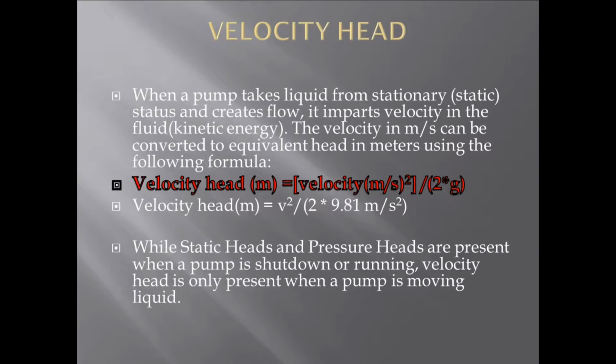Velocity head. When a pump takes liquid from a stationary status and creates flow, it imparts velocity in the fluid, seen as kinetic energy. The velocity in meters per second can be converted to equivalent head in meters using the following formula. Velocity head in meters equals the square of the velocity in meters per second divided by the product of 2 times g. While static heads and pressure heads are present when a pump is shut down or running, velocity head is only present when a pump is moving liquid.